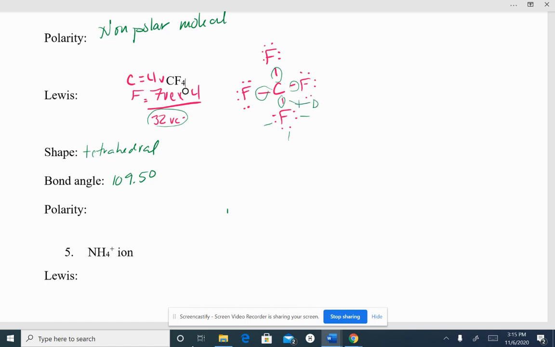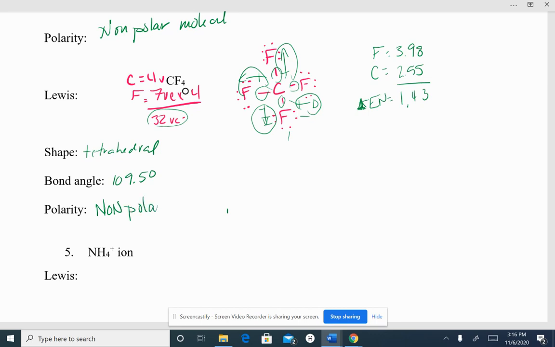I've got dipoles going out to the fluorines, because fluorine is way more electronegative than carbon. Let's do the math. Fluorine has an electronegativity of 3.98, and carbon has an electronegativity of 2.55. So if we do the difference here, it's pretty big. But if you look at these dipoles, they all cancel each other out. They all are pulling the opposite ways. So when we look over the whole molecule, all those dipoles cancel each other out. So this is non-polar.